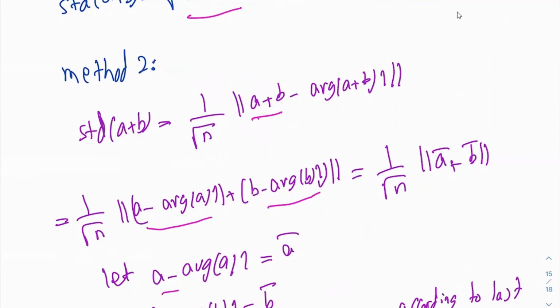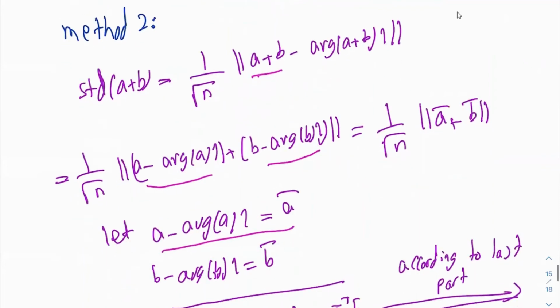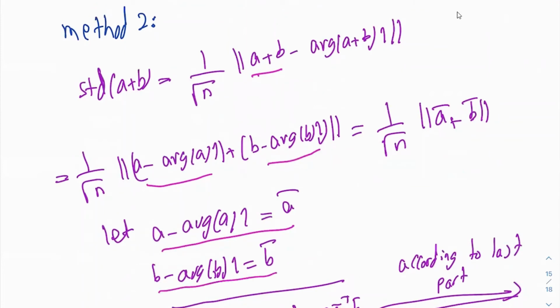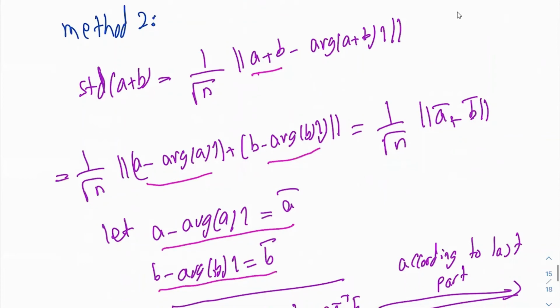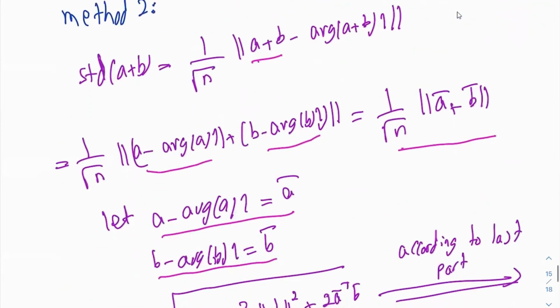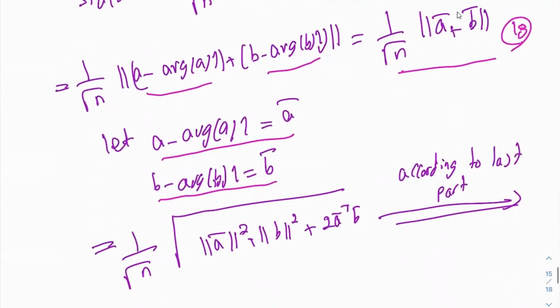Now we let A minus the average of A be A bar. We have done this trick before. And B minus the average of B be B bar. This is just to reduce the complexity, otherwise the equation is very messy. So this is what we have. This is what we are trying to compute, right? Let's call this equation 18. But we know how to compute the norm based on the transpose, right? So what do we do here?